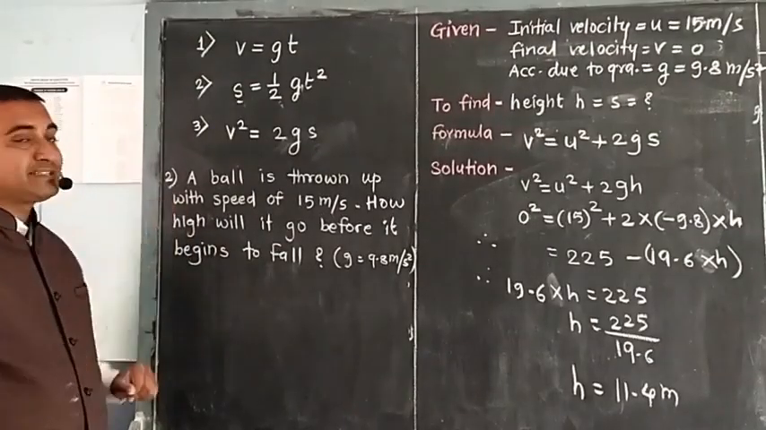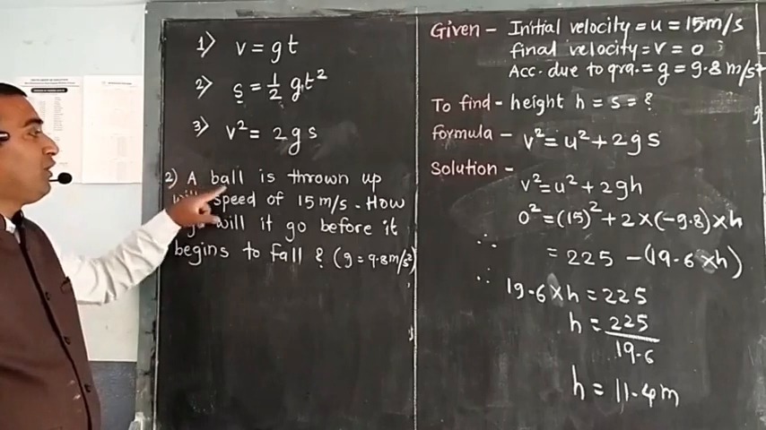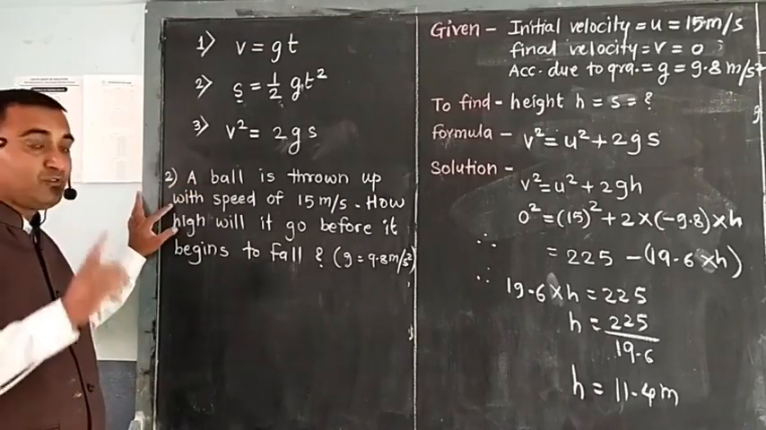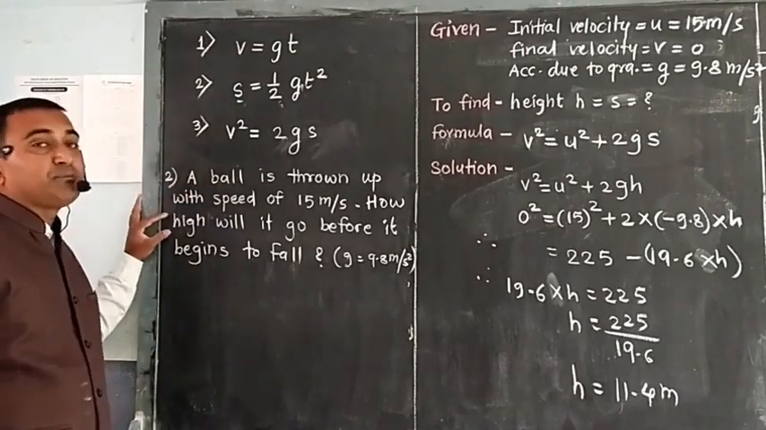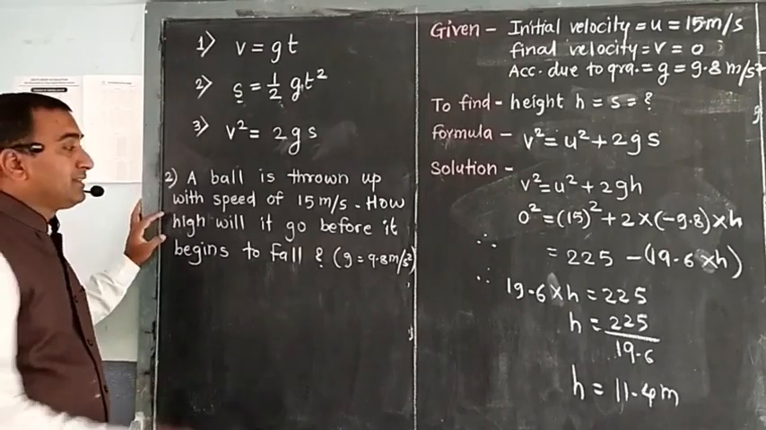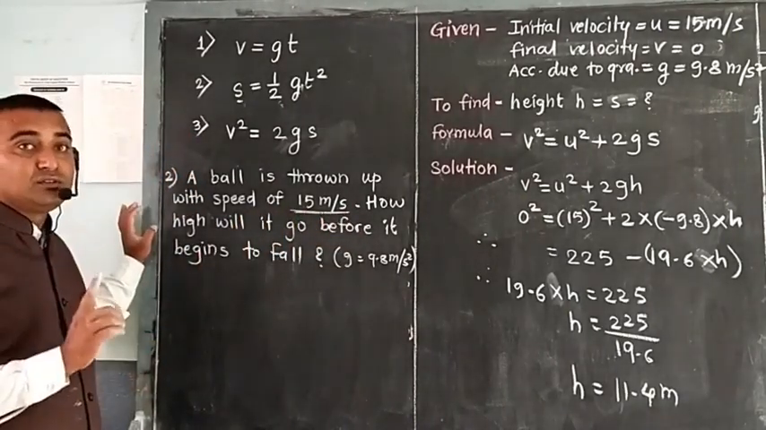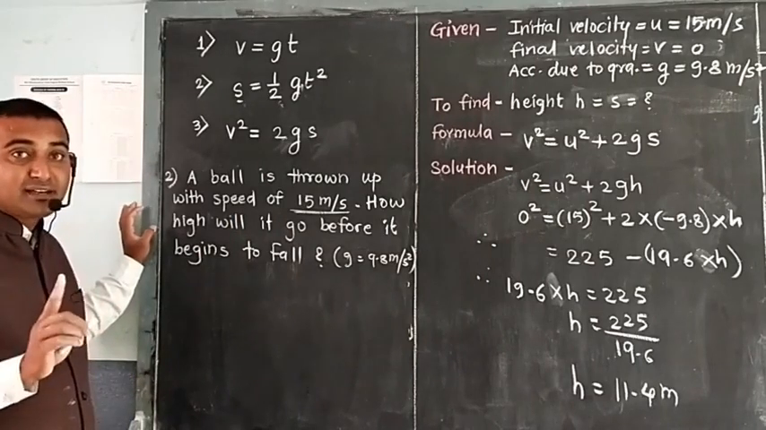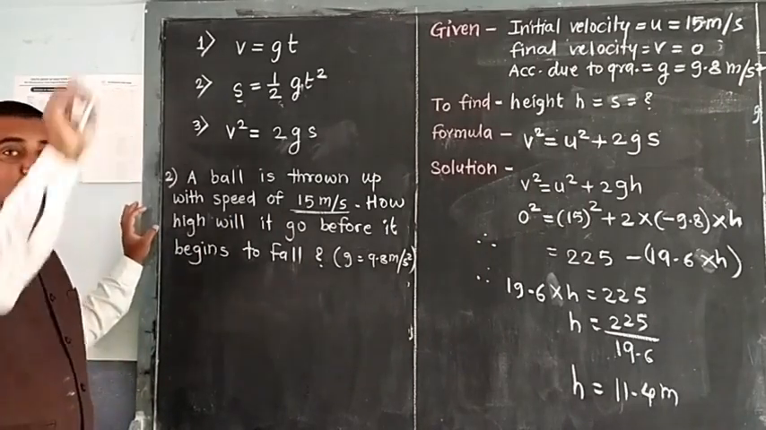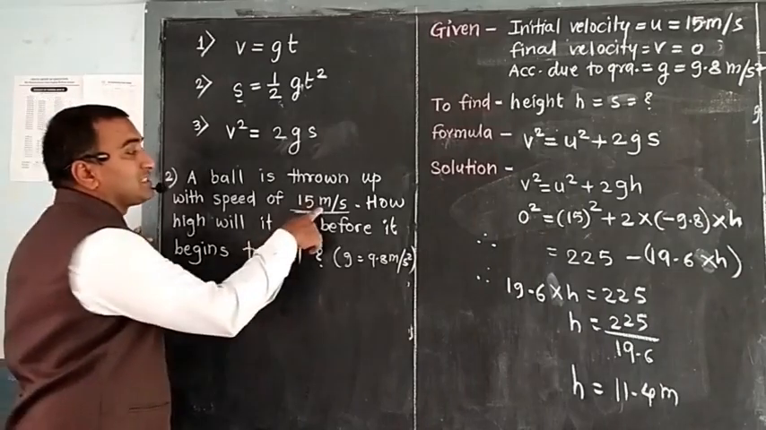This one is the second example. A ball is thrown up with a speed of 15 meters per second. That means 15 meters per second is the initial velocity u. Here free fall is not there. The ball is going upward and the initial velocity is 15 meters per second.